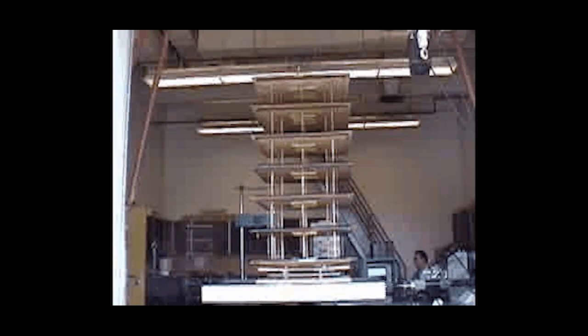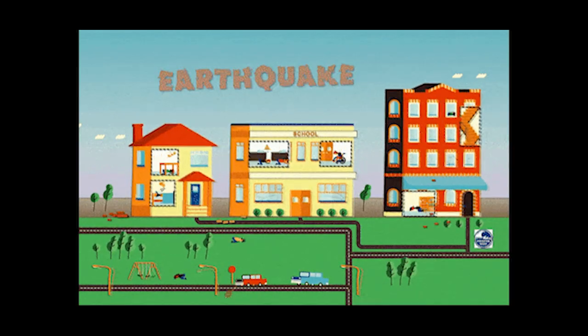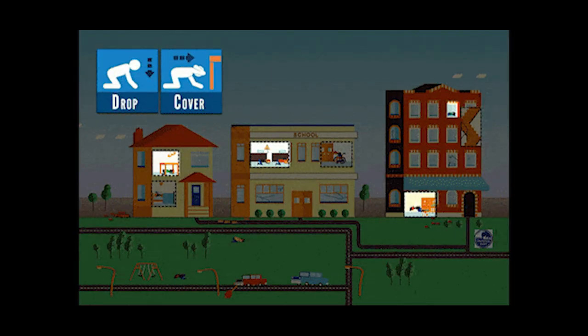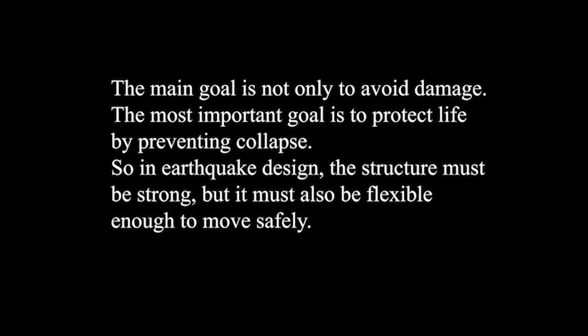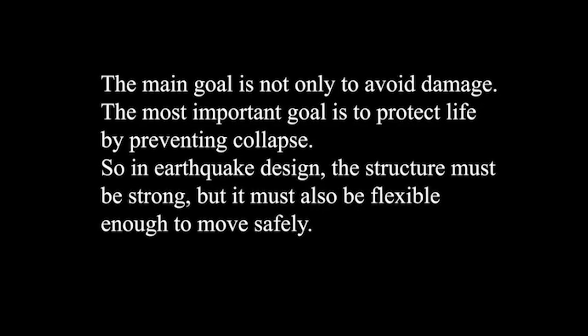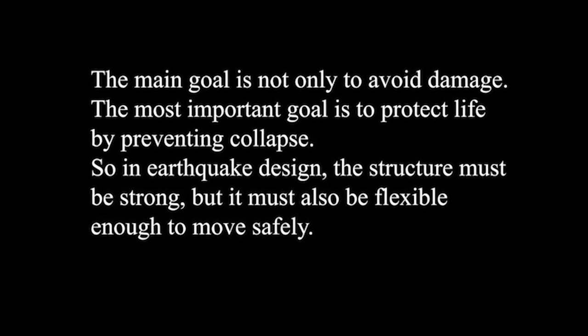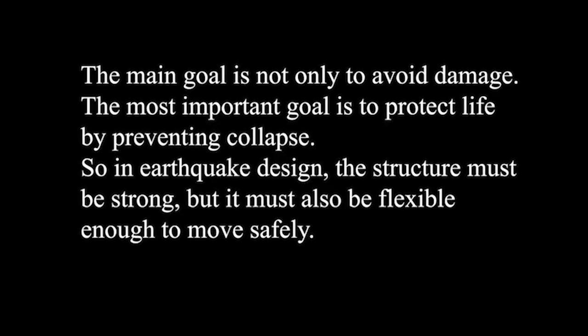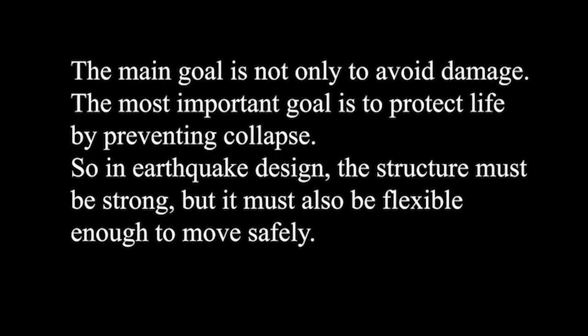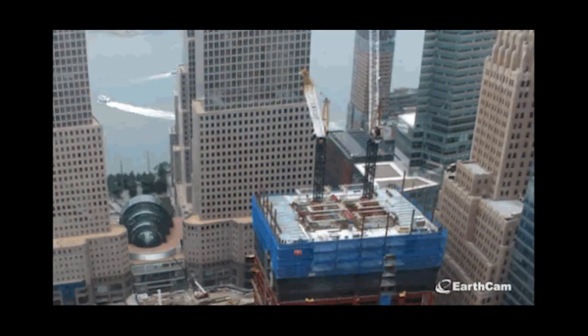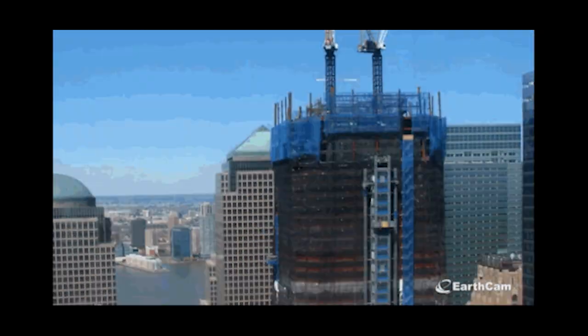A load path during an earthquake is different because the force is lateral. The structure must transfer sideways forces from the floors into the vertical resisting system, then down to the foundation. A simple seismic load path is floor diaphragm to beams and frames, and then shear walls or bracing, foundation, to the ground. The main goal is not only to avoid damage, the most important goal is to protect life by preventing collapse. So in earthquake design, the structure must be strong, but it also must be flexible enough to move safely.